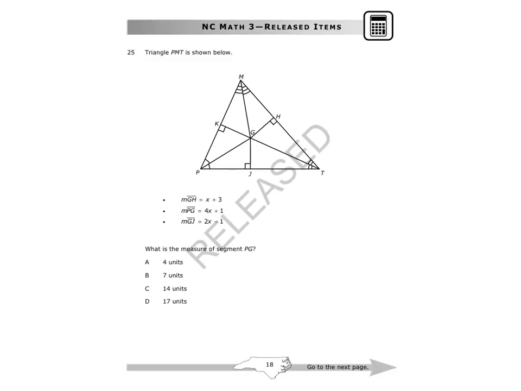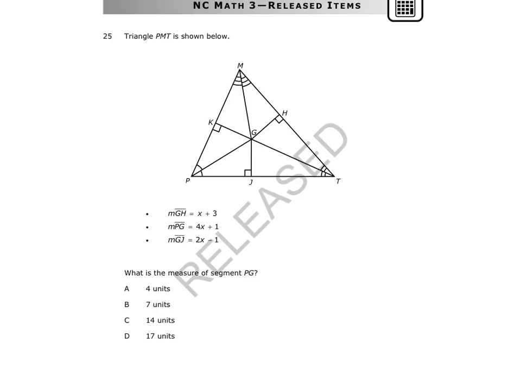All right, what is the measure of segment PG? I'm going to first start by pointing out a few things in the diagram and then secondly, labeling the things that I have here. So you'll notice that these angles have been split in half, okay? That is because these are angle bisectors and they are cutting the angles in half.